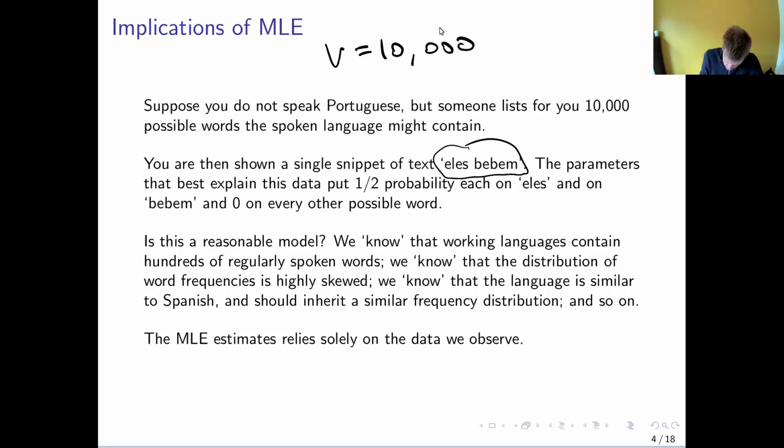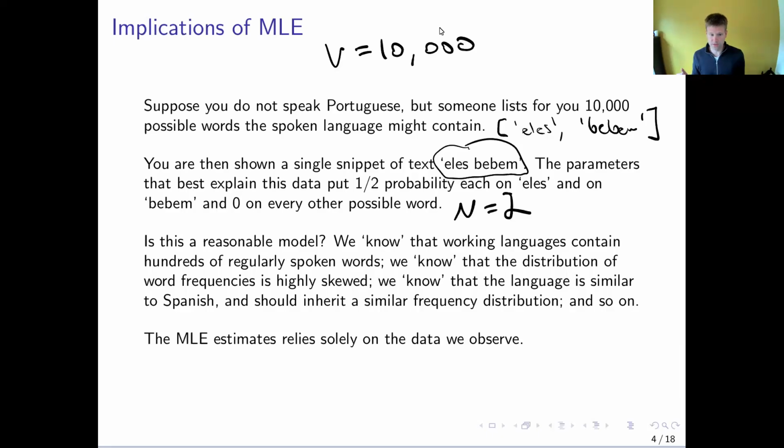And we can think about this again as a list. All right, so we have, how do we say this? Eles bebem. And I want to estimate beta 1, beta 2, beta 3, beta 4, beta 5, all the way up to beta 10,000 using this data and the maximum likelihood formula from the previous slides. Well, what am I going to do? N equals 2, because that's the number of words that I have available to me.